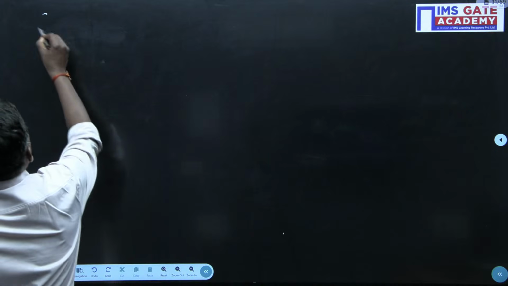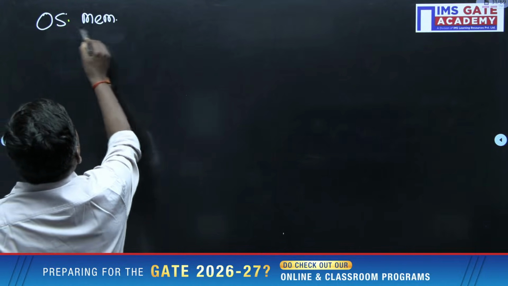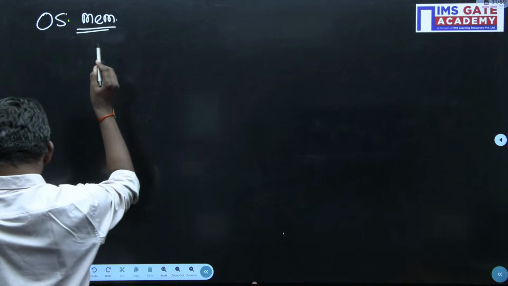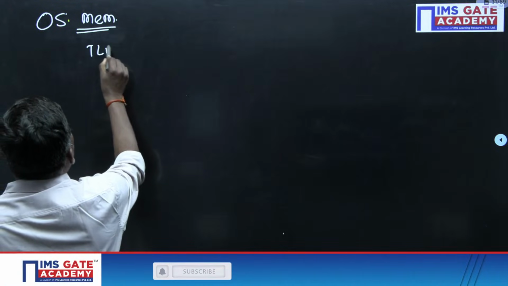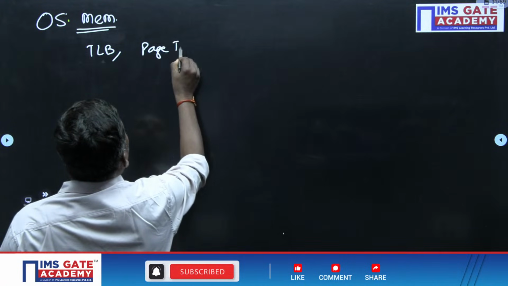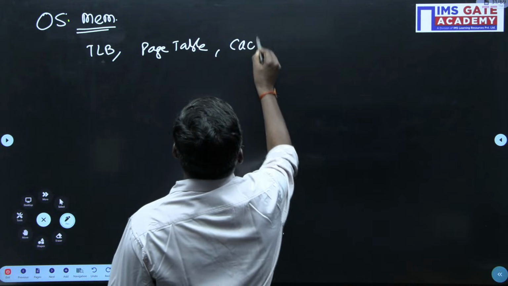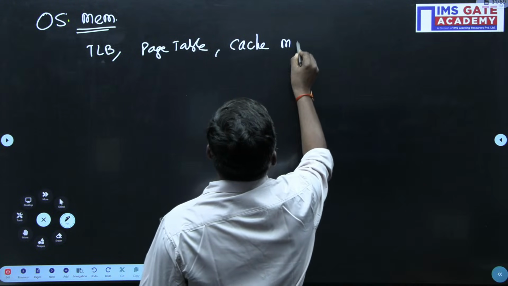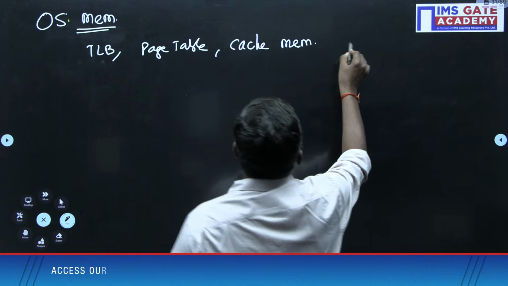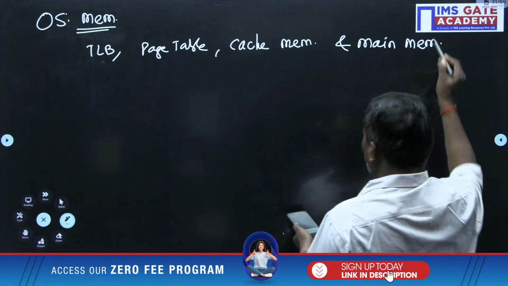I think there is one question from operating systems, especially a memory management based question. TLB is given. TLB is there, page table is also there, and cache memory is also there. Of course, main memory will also be there. These are the main components.